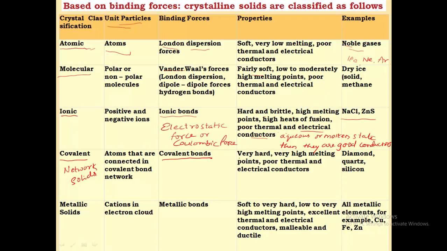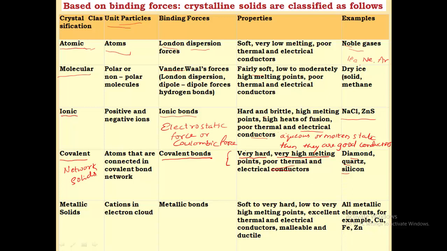If you observe the properties, they are extremely hard, with extremely high melting points and boiling points, and poor thermal and electrical conductors. Examples are diamond, quartz, silicon. Remember, covalent solids are extremely hard in nature, and they have the highest melting and boiling points among all these kinds of crystalline solids.